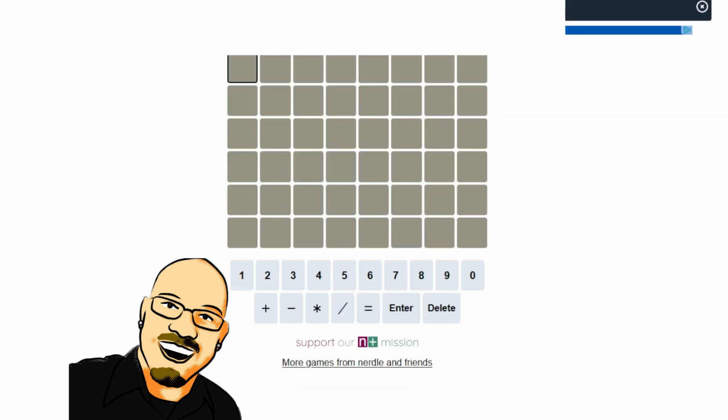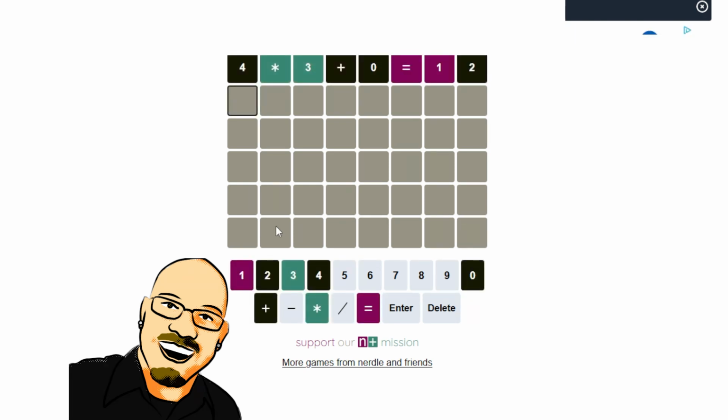So let's check out today's Nerdle. 4 times 3 plus 0 is 12. All right, so we have multiplication here. Let's see. We don't have a two-digit answer. So what we could have is multiplying by 30 for a three-digit answer. Something in the, at the very least, 130s. This cannot be lower than a 3 if that's the case.